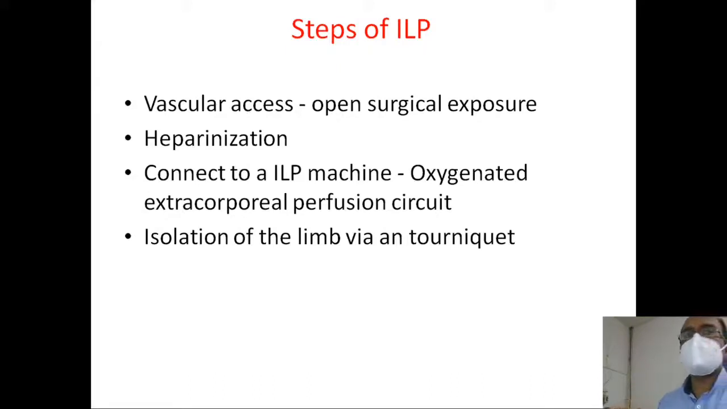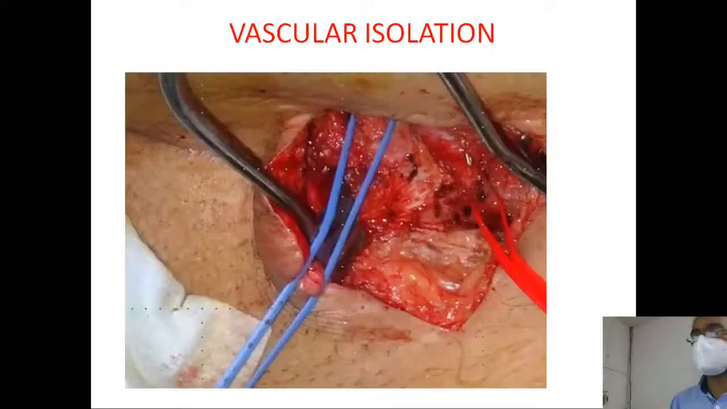Then we did arteriotomy and veinotomy. Both catheters were introduced into the artery and vein. Then it was connected with the oxygenated extracorporeal perfusion circuit. And after that, we isolated the limb to prevent the leakage of the cytotoxic agent into the systemic circulation.